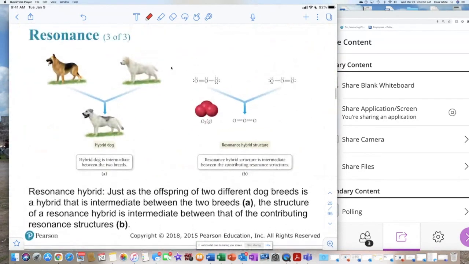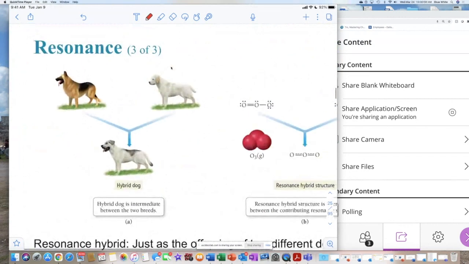They use the illustration here of dogs, which when I first saw this book, I was like, huh? Because back at home, we don't breed dogs. They just kind of do their own thing, and then they show up with puppies. So I was like, what is this? Anyway, I got somebody to explain it to me, and I got the concept.